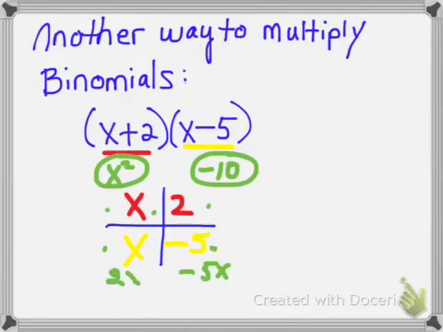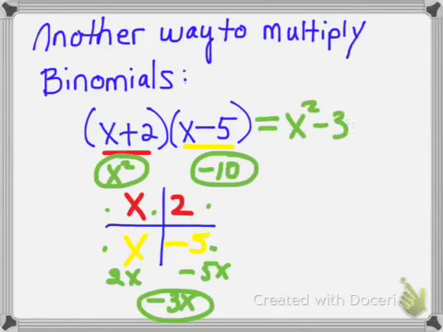The other one would be the 2 times x for 2x, and together 2x and negative 5x, you can combine them, and that would be negative 3x. So then that's your three terms for your trinomial. And we would say, okay, those two binomials, the product is equal to x squared minus 3x minus 10. So we put it all together that way. That is how I showed a different way to FOIL.